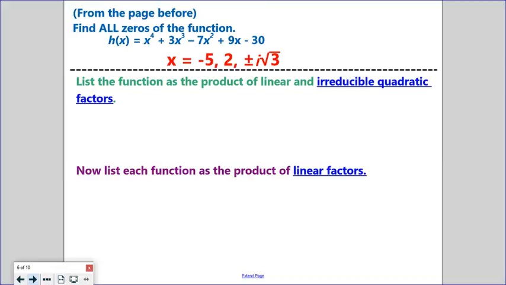This is the exact problem we just did. Those were the 4 zeros we got. -5, +2, plus or minus i square root of 3. Those should all look familiar.